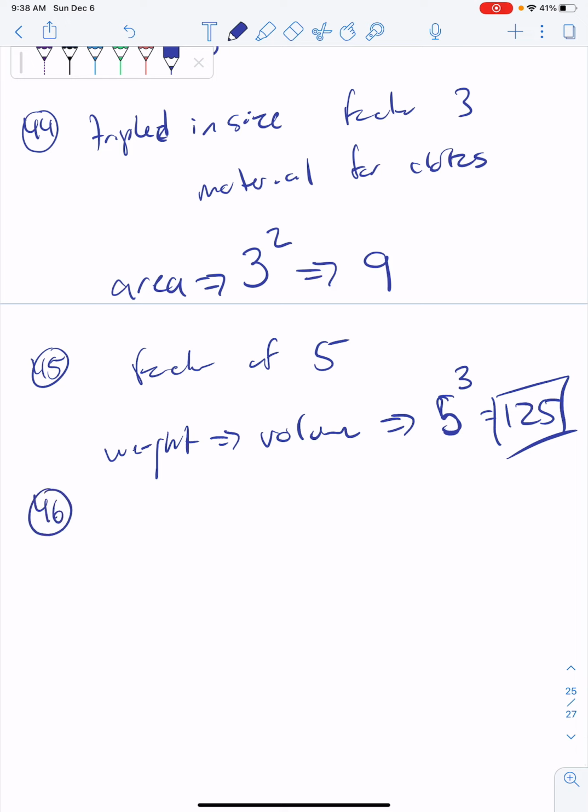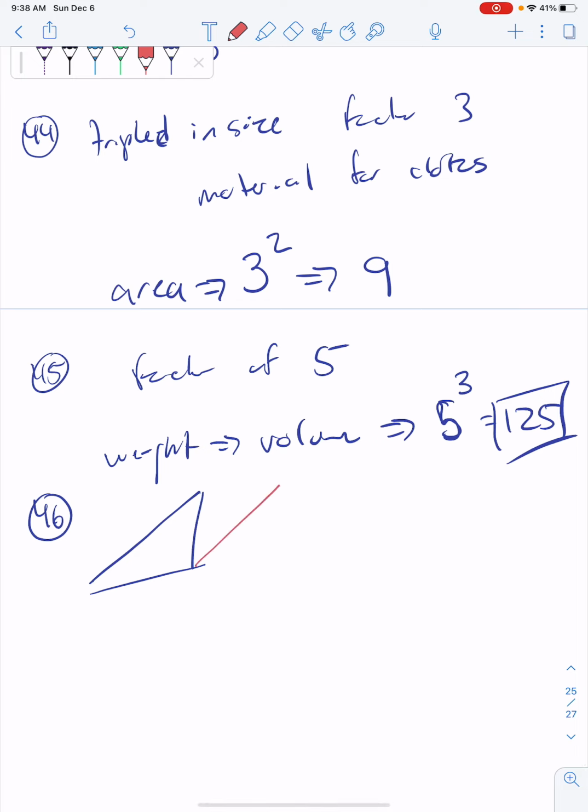Make a tiling using translations only. So your original shape is going to look something like this. And remember, to make a tiling, you can't flip it. All you can do is slide it left, right, up, and down. Okay, so I can take this same shape and I can slide it over to the right, or I could slide it straight down, and it's going to make a tiling.